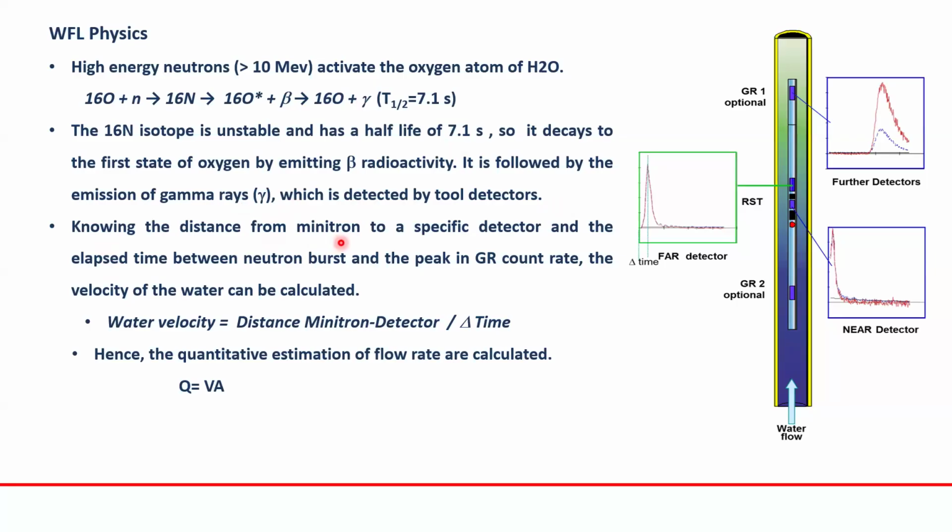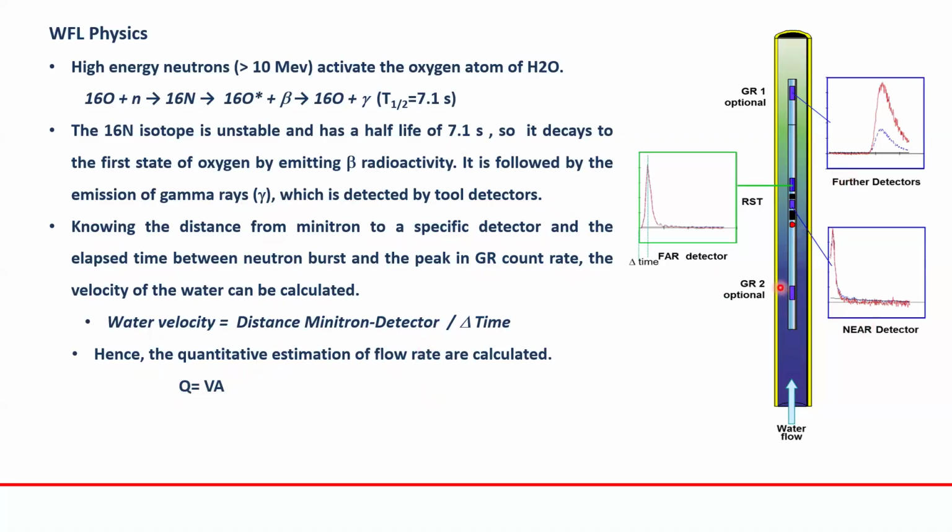Knowing the distance from the neutron source to a specific detector and the elapsed time between the neutron burst and the peak of the gamma ray count rate, the velocity of the water can be calculated. The velocity of the water equals the distance from neutron source to detector divided by delta t. Hence, the quantitative estimation of flow rate is calculated: Q equals V over A. So now it is okay.